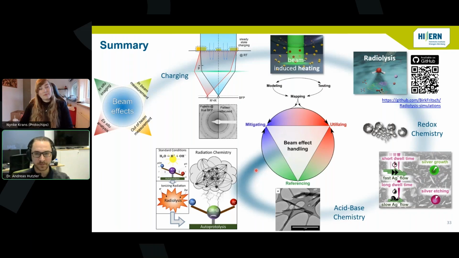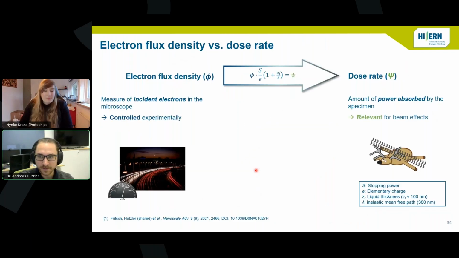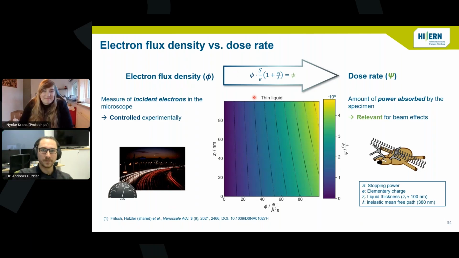So what we typically do is we account for certain dose rates, and I even have a slide for it. A dose rate is the amount of absorbed power by the specimen, whereas the electron flux density is the parameter that can be controlled via the microscope interface. Right, so if you tune your beam parameters, although it's mostly written by means of dose rate, if you look at the unit, it's in electrons per square angstrom second, or per area and time.